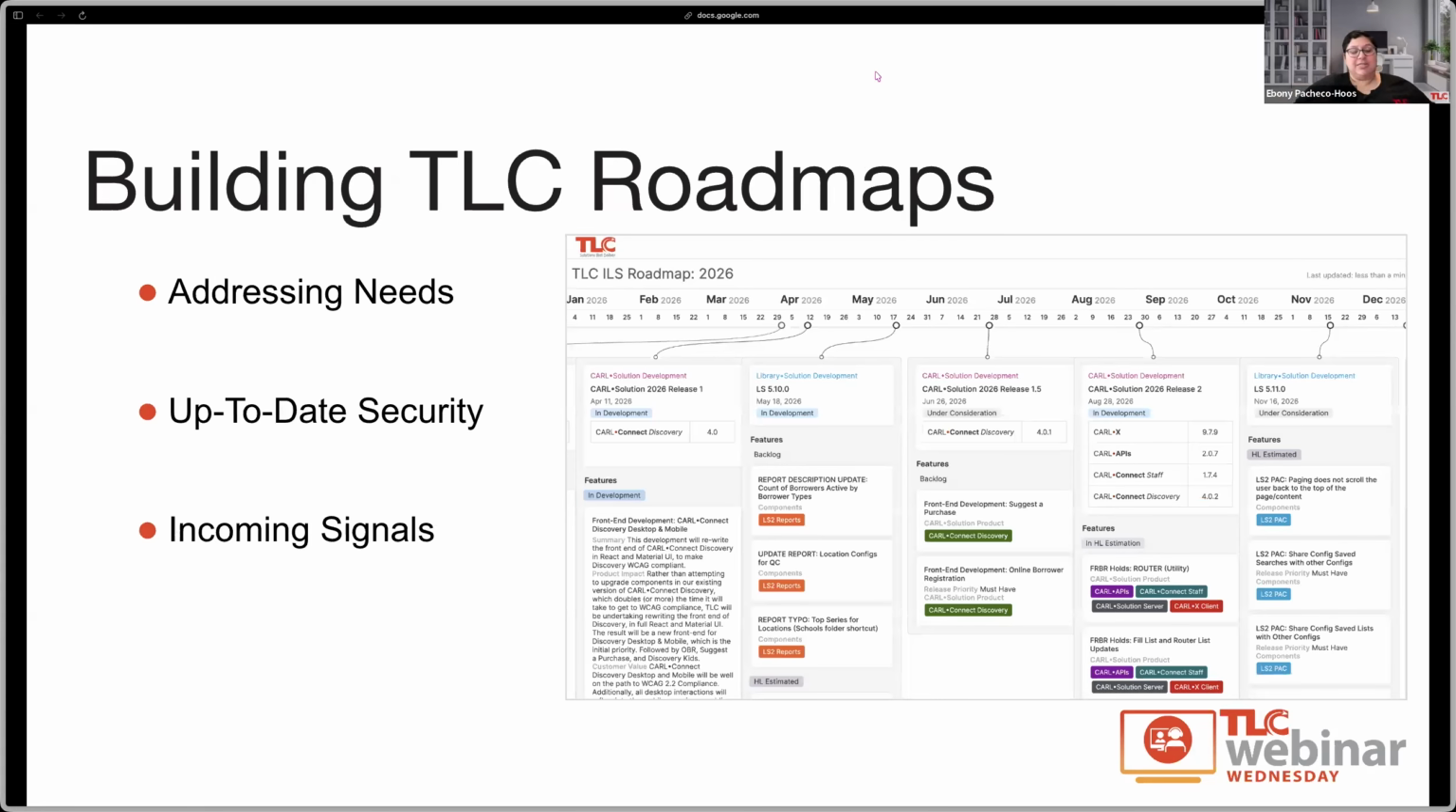When we are building a TLC roadmap, and this is going to be from the view of building a roadmap for Library.Solution, Library.Solution for schools, and Carl Solution, those are our three ILSs that we serve to our customers, there are buckets of information that are incoming to the product team that help us to build up those roadmaps. The first bucket is addressing needs.